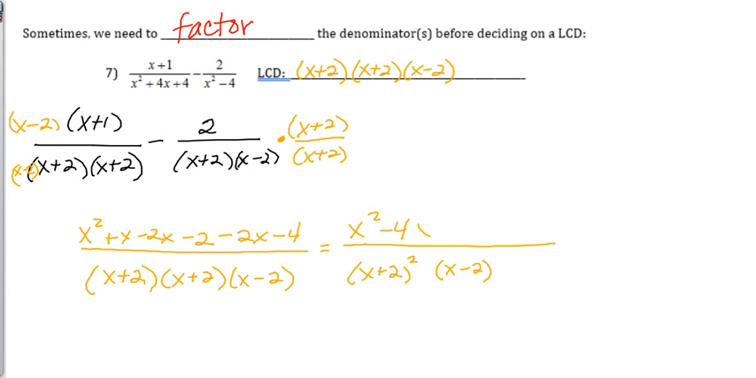Let's count those correctly here. Minus 3x's, negative 2, and 1, and then minus 6. So that's our nice simplified numerator. So that is this fraction minus this fraction. See how we had to factor that denominator before we could determine what that LCD was going to be. Let's do this a few more times.